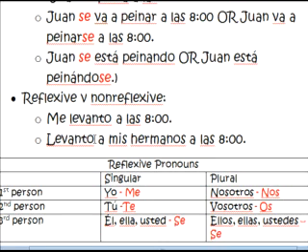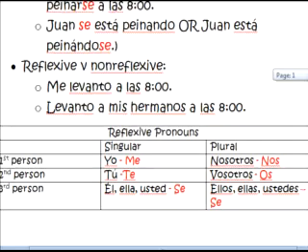If I want to talk about my brothers, I want to get my brothers up. Notice that the recipient has now changed. I'm the subject. I wake them up. My brothers are the recipients. Levanto a mis hermanos a las 8. Then it is not a reflexive verb.